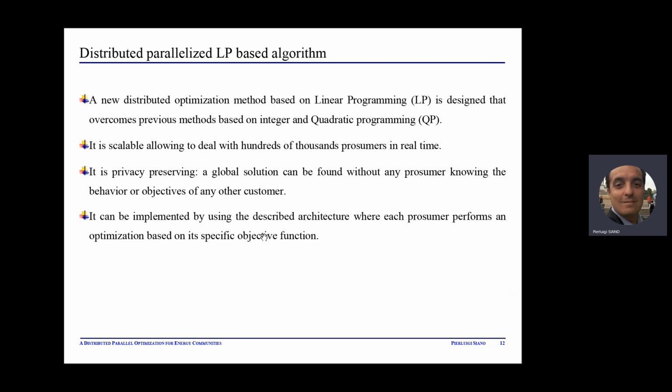It is privacy preserving. In fact, a global solution can be found without any prosumer knowing the behavior or objectives of any other one. It can be implemented by using the described architecture, where each prosumer performs an optimization based on its specific objective function.